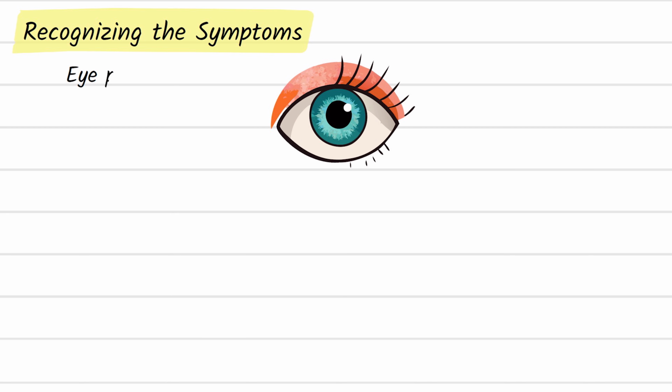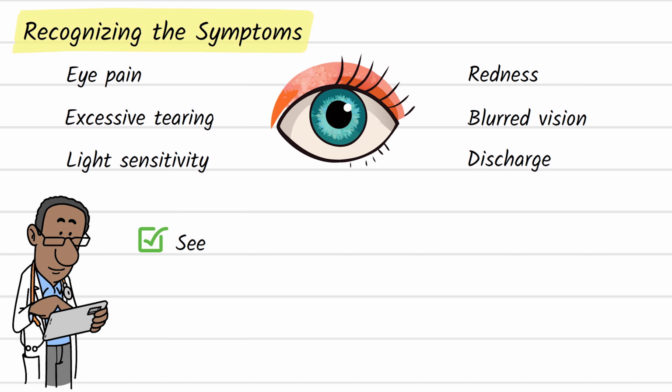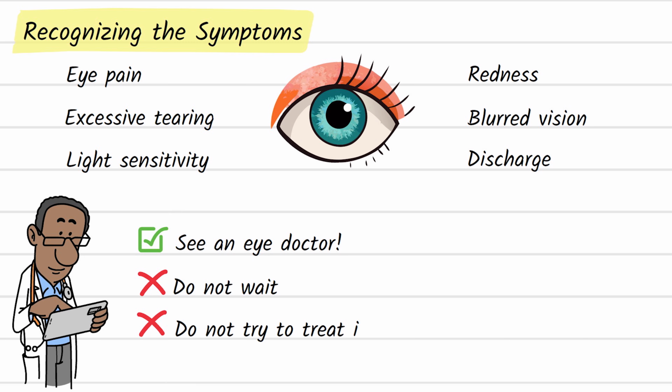So how do you know if you have keratitis? The main symptoms are eye pain, excessive tearing, redness, blurred vision, light sensitivity, and sometimes a discharge from your eye. If you have any of these symptoms, you should see an eye doctor as soon as possible. Do not wait. Do not try to treat it yourself with over-the-counter eye drops. Keratitis requires professional diagnosis because the treatment is completely different depending on the cause.